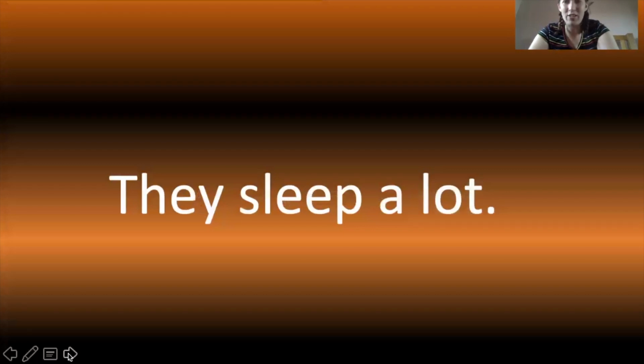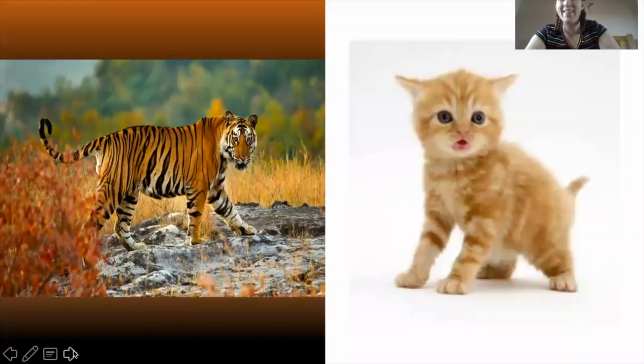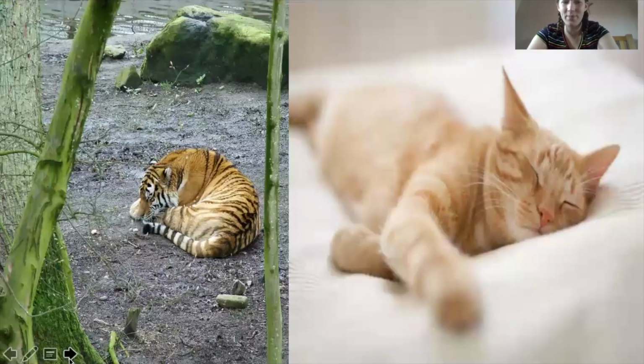They sleep a lot. Do you think a tiger sleeps a lot? Or do you think a cat sleeps a lot? Or do you think both a tiger and a cat sleep a lot? Both! The tiger and the cat sleep a lot. Tigers and cats are actually very lazy. Do you have a pet cat? How often do they sleep?